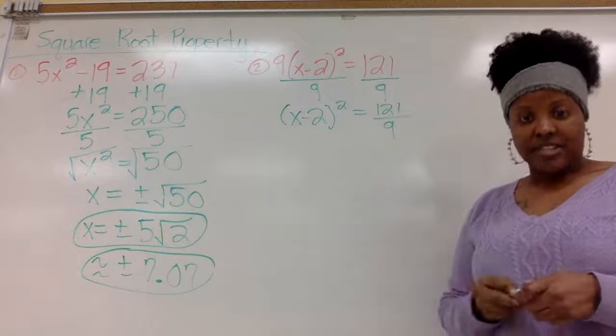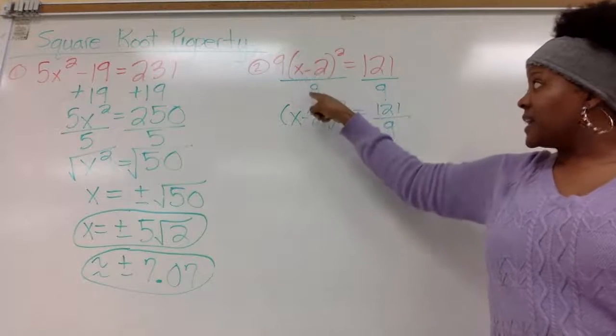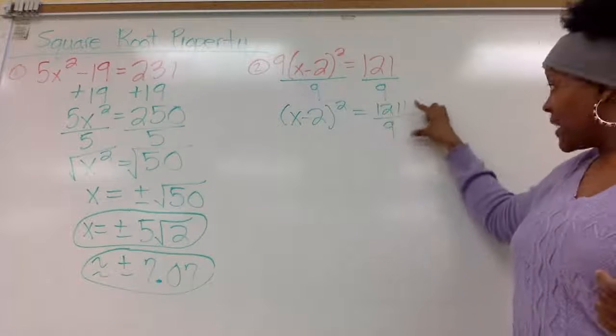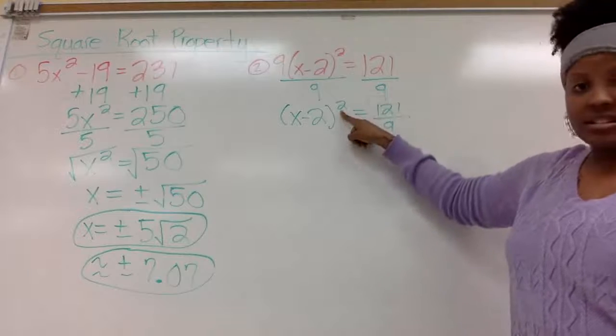So yes, that is a fraction. Yes, it looks kind of messy, but that's okay. The opposite of multiplying by 9, we divide by 9. And then I do have an improper fraction, but that's all right. There's nothing wrong with that. So I have this 2 that's here.